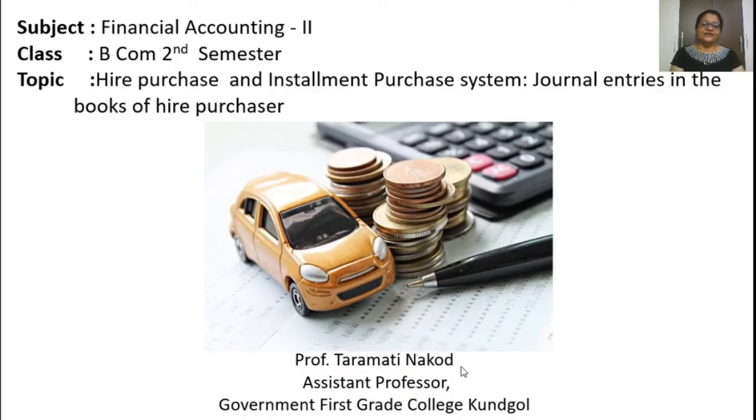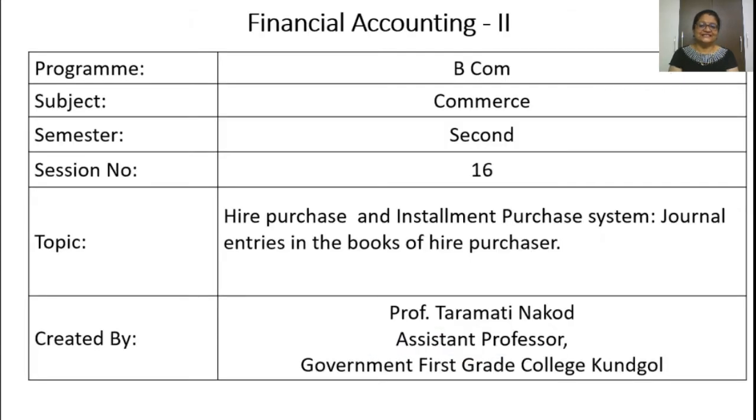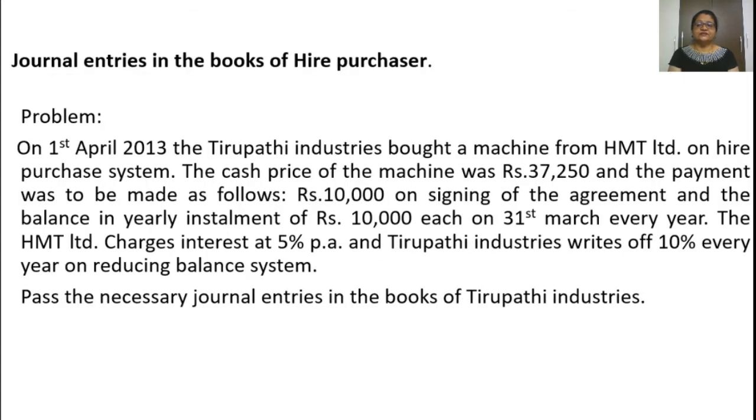Now we are discussing hire purchase and installment purchase system. In the earlier class we learned how to calculate cash price and interest. In today's class we are going to see the journal entries in the books of the hire purchaser. It can be made very clear with the help of a problem. Let me read the problem.